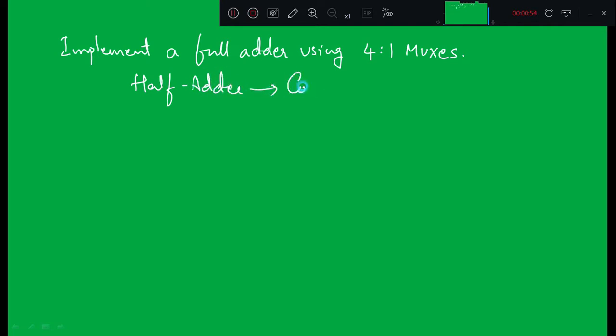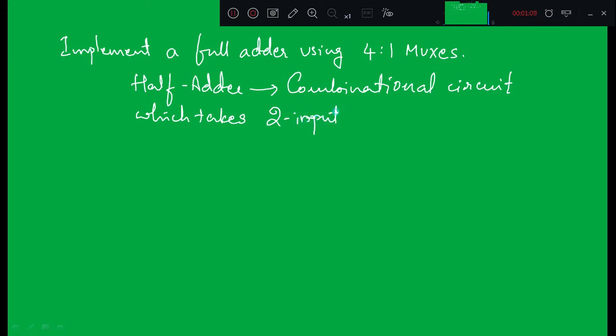Half adder is a combinational circuit which takes two inputs and gives two outputs, right? Or it is a combinational circuit which adds 2 bits, you can say, right? So here let us assume there are two inputs. You can give any names to the inputs, right? And the outputs are sum and carry, right?